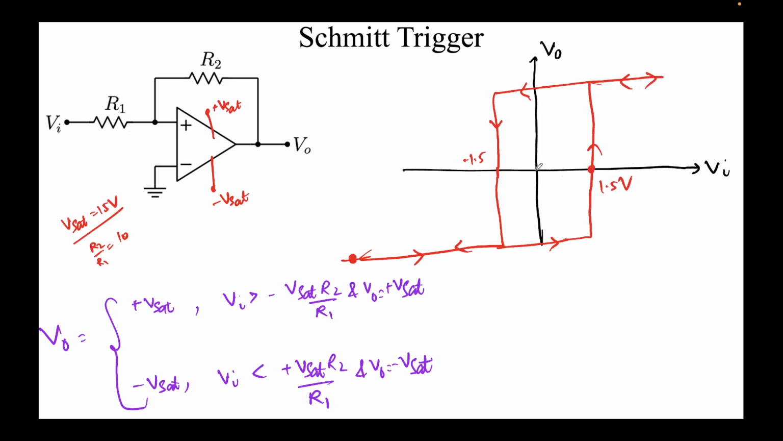You can see it's a hysteresis. This is what is called hysteresis. There is not a single switch, it's a double switch. So when we go from low to high, it will switch at 1.5 volts. When we go from high to low, it will switch at minus 1.5 volts. This is called hysteresis.